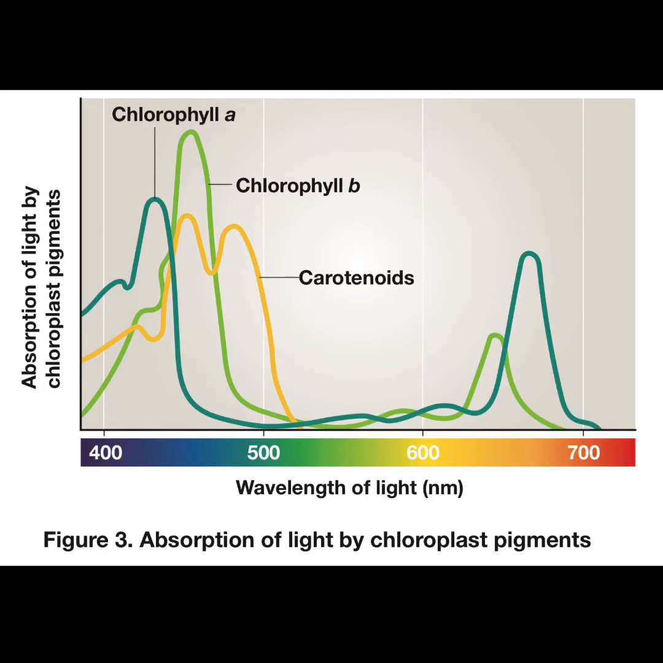Plants and algae utilize several different pigments, such as chlorophyll A, chlorophyll B, and carotenoids, that absorb different wavelengths of visible light. Examine the absorption spectrum measurements of these three chloroplast pigments in Figure 3 on page 2.